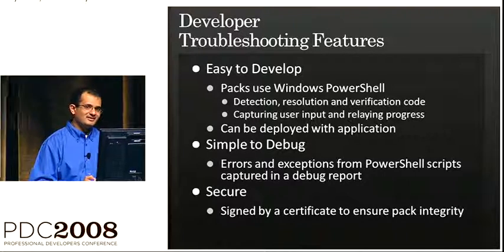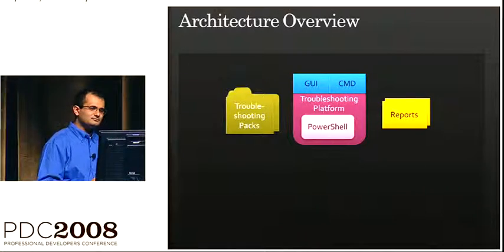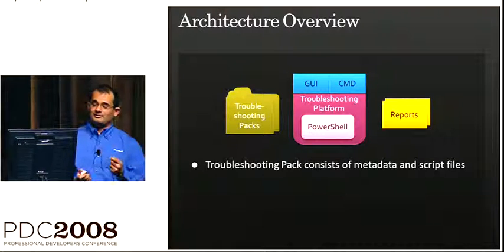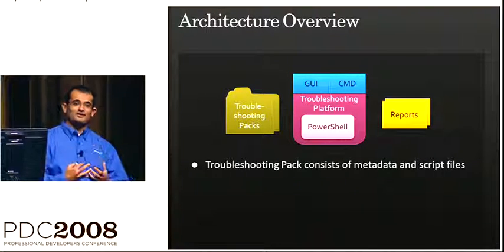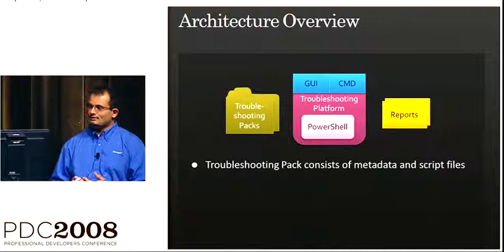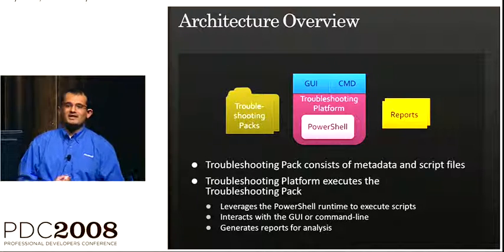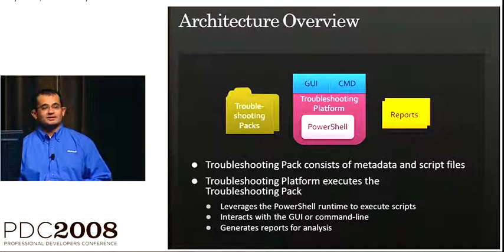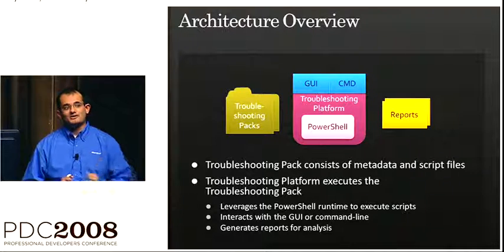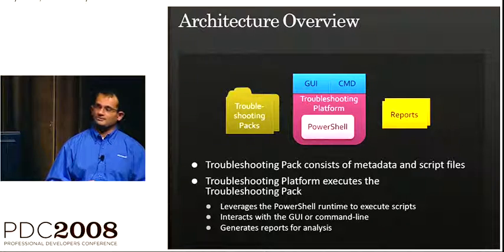So now that we've seen a troubleshooting pack, let's look a little bit at the architecture. The troubleshooting pack actually consists of not only the script files, but some metadata. The metadata describes that troubleshooting pack. Now that pack actually runs on the platform. Now platform is what instantiates its own PowerShell runtime. So the commandlets that you use to actually create these things are not discoverable through PowerShell.exe, because we actually create our own runtime to execute these troubleshooting packs.